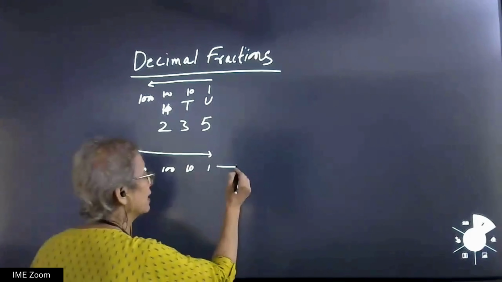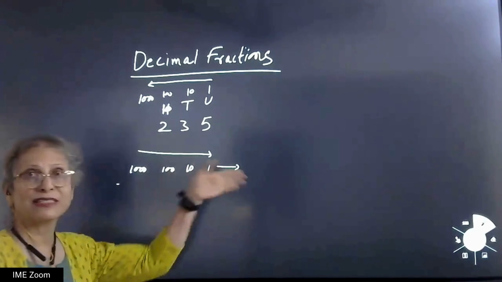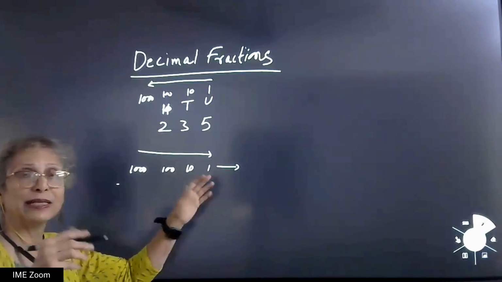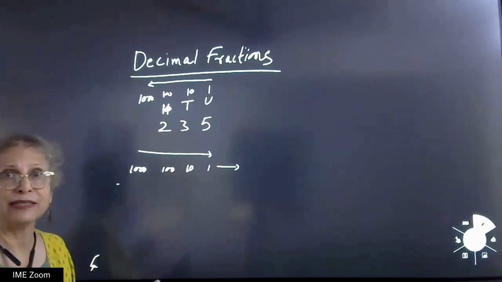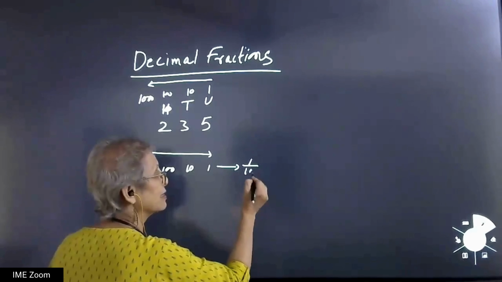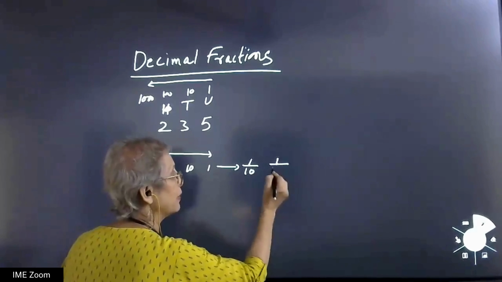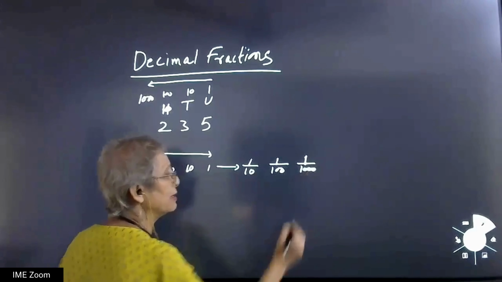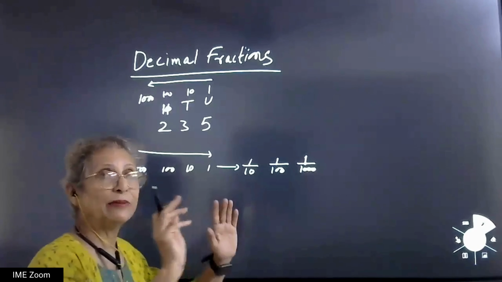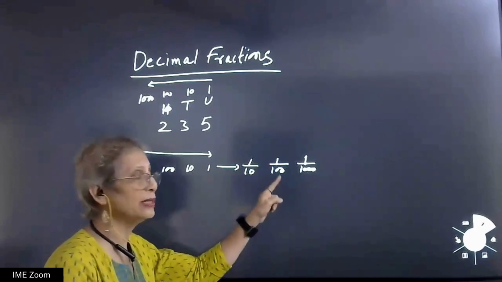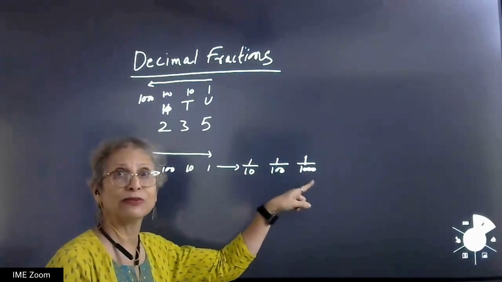What happens if I go further on this side? This is 1, and when divided by 10, it becomes a fraction, 1 upon 10. So the next place is 1 upon 10. The next place is 1 upon 100. Next is 1 upon 1000. Every time divide by 10. So 1 upon 10 divided by 10 is 1 upon 100. Divided by 10 is 1 upon 1000.